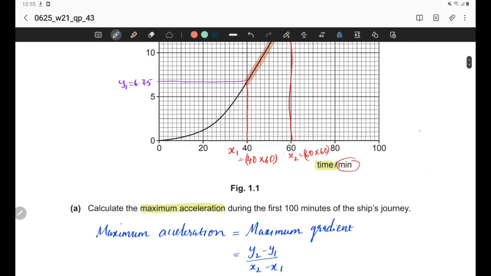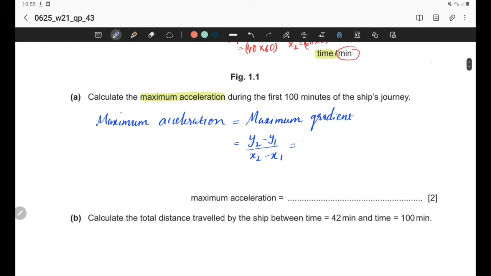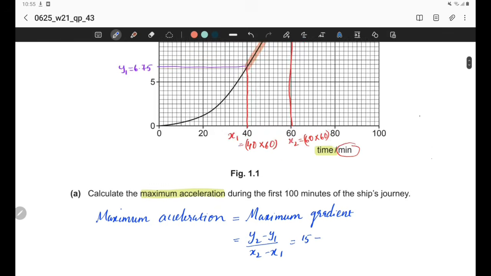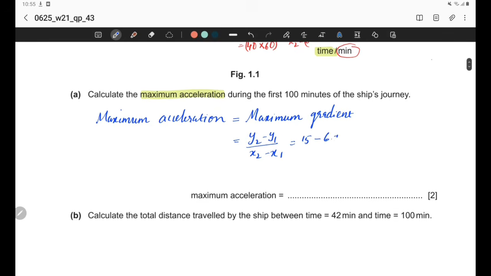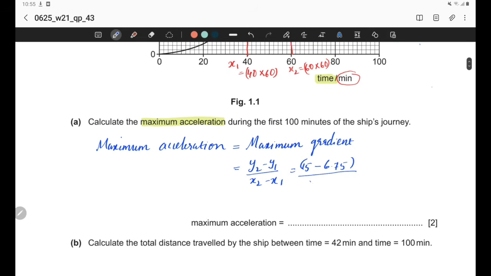We can substitute in the equation. So y2 is 15 minus y1 is 6.75, over x2 is 60 times 60 minus x1 is 40 times 60, and the answer is 0.0069. So we can write down maximum acceleration 0.0069, and the unit of acceleration is meter per second square.